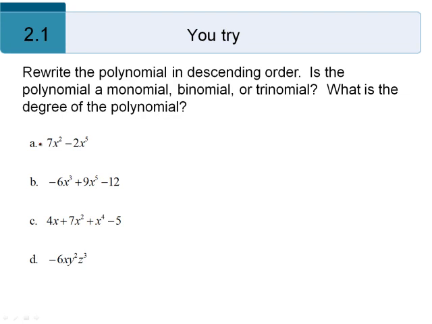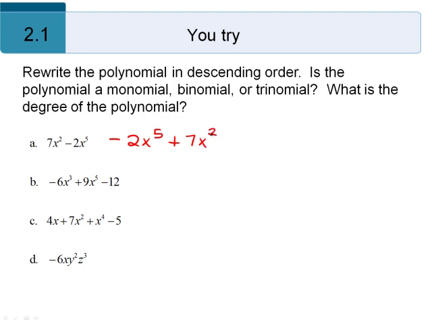So in letter A, we have 7x squared minus 2x to the fifth. Descending order means that you're going to put it in order with the exponents going from largest to smallest. So this one is not in descending order. We need to put the negative 2x to the fifth first because the 5 is bigger than the 2 on the exponents, and then plus 7x squared.